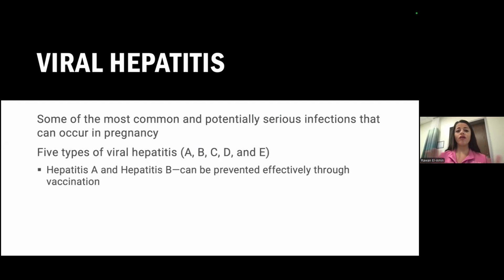Just wanted to go over all the different viral hepatitises and give a little bit of information about that. Some of the most common and potentially serious infections that can occur in pregnancy are viral hepatitises. There are 5 types: A, B, C, D, and E. And fortunately, hepatitis A and B can be effectively prevented through vaccination. But as we know, not everybody is vaccinated for this, unfortunately.